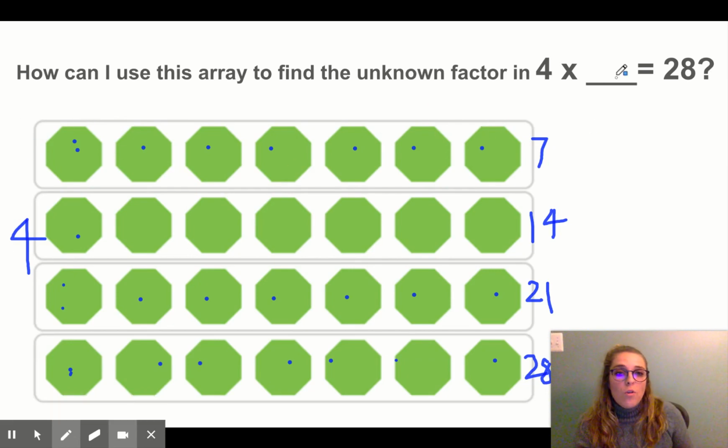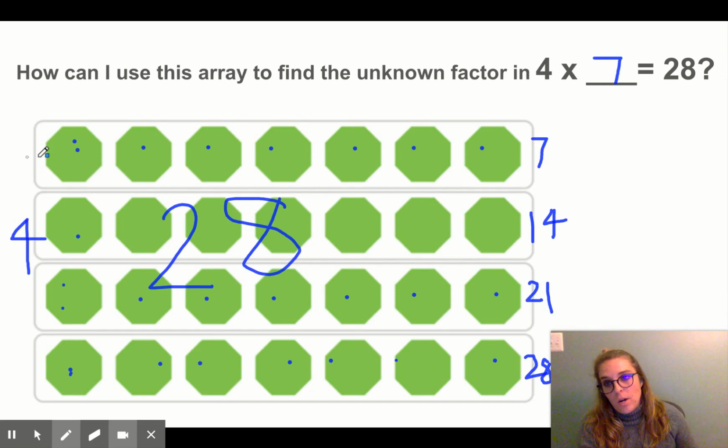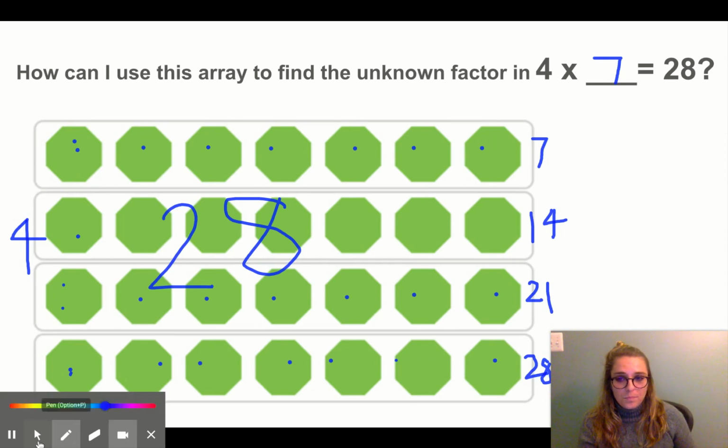So we know that 4 times 7, 4 groups of 7 equals 28, because we have 28 total octagons inside here. We broke them apart into the 4 groups outlined by these gray outlines here, and there are 7 in each group.